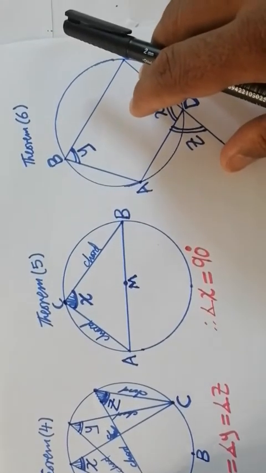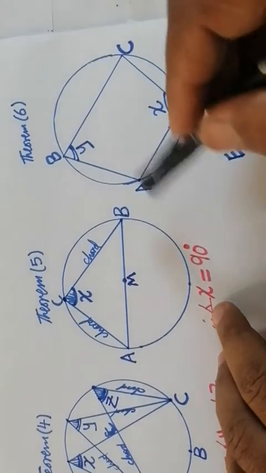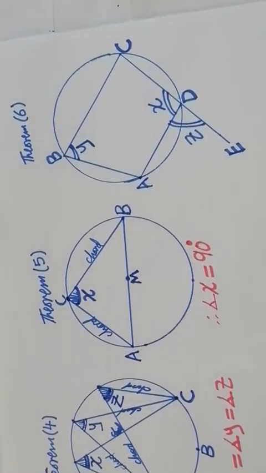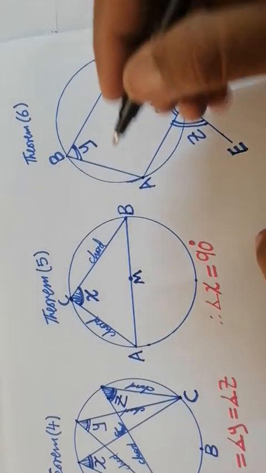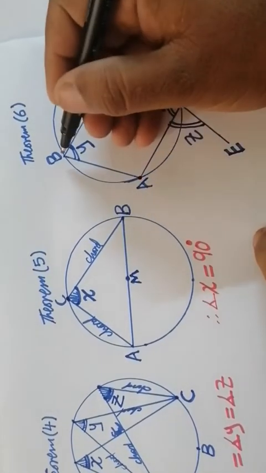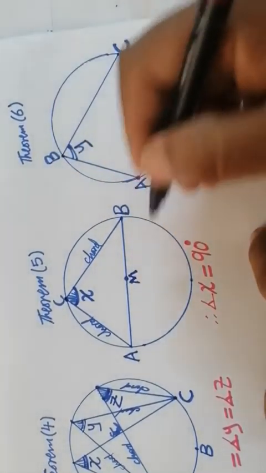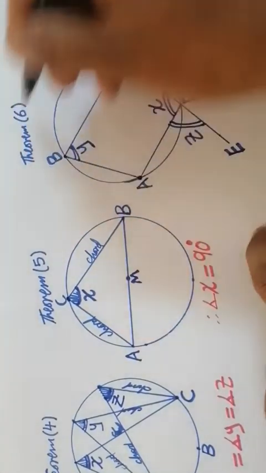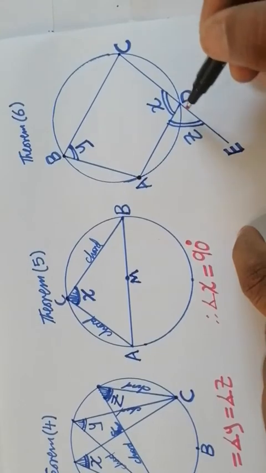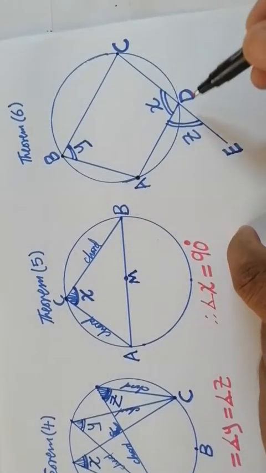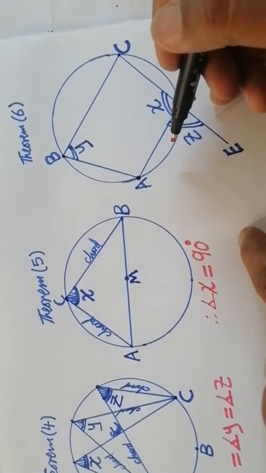Okay, look at theorem 6 here. I have a circle. How many vertices, how many corners are on the circumference? A, B, C, and D. These four vertices all lie on the circumference of the circle, so the figure ABCD, or DCBA, or ADCB, clockwise or anti-clockwise, is called the cyclic quad.